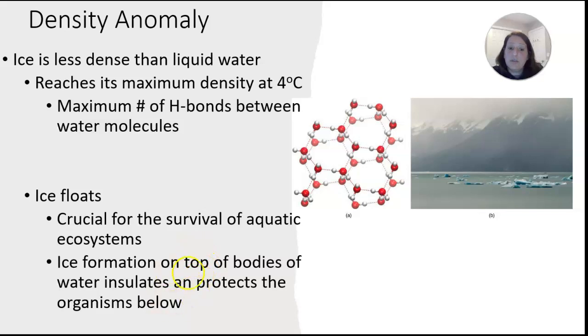But instead, ice floats, and so when ice forms on top of these bodies of water, it's going to actually insulate and protect the aquatic organisms living below. And so this unique property of water enables aquatic organisms to live in these colder regions.